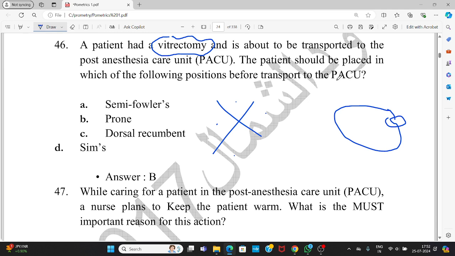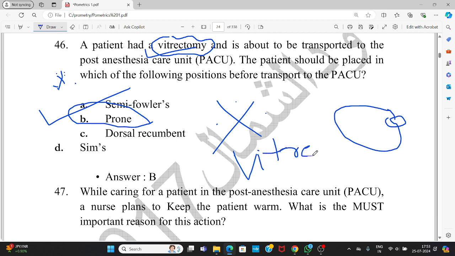The patient should be placed in which of the following positions before transport to the post anesthetic care unit? So the question is, for a vitrectomy patient, post operatively, what is the position? The answer is prone position. This is very commonly asked in your Prometric exam. So you should always remember, if the patient has undergone vitrectomy, the position is prone position.